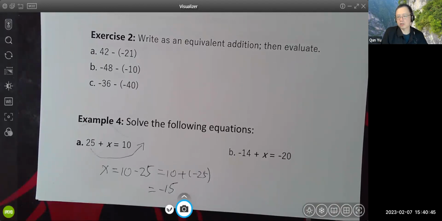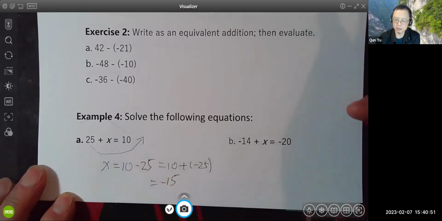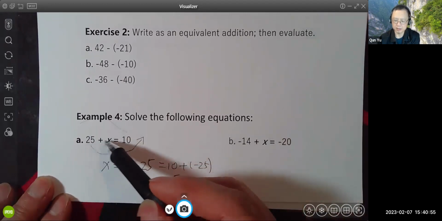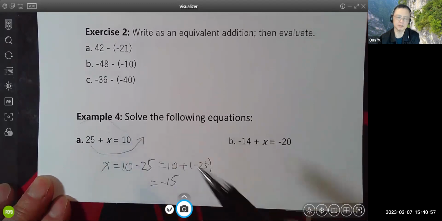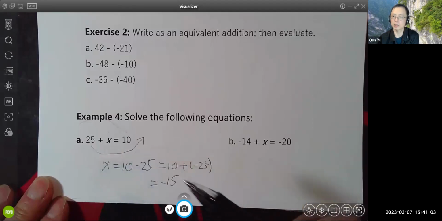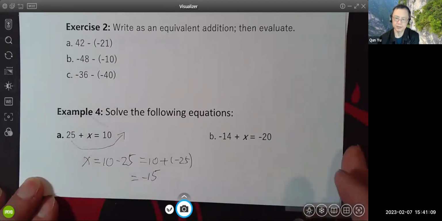So how do we know our answer is correct or not? We can always plug this number back into the equation to see if it makes the equation equal. So 25 plus negative 15, that is positive 10. So this is the correct answer. Just make sure when you move a term to the other side of the equation, change the sign to the opposite. Now let's look at our second one.